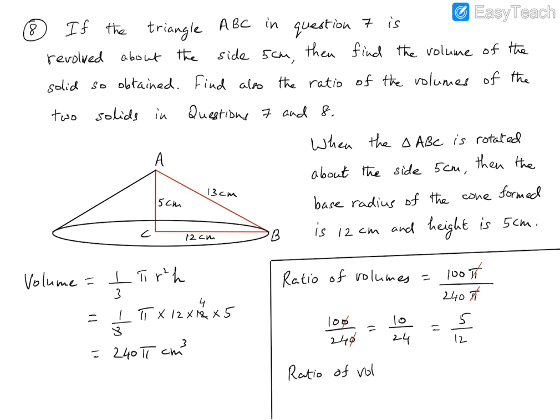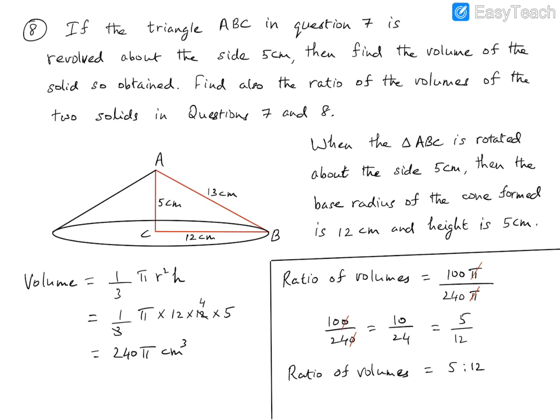Ratio of volumes of the two cones is 5:12. Okay, so we have calculated the ratio of the volumes. Again, whenever we have to calculate ratios, it becomes easier if we keep the pi as it is, and that way we don't have to perform some extra calculations. We leave the pi as it is in our expression, and then when you take the ratio, the pi will cancel out, and that will save us some time because we don't have to do additional multiplications and divisions which involve the value of pi.